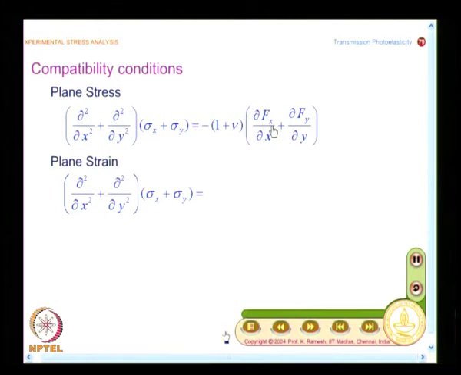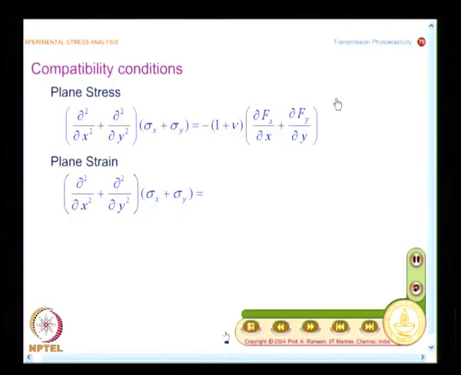assumptions we make in most of our problems, except civil engineering problems, is that we can consider the body force to be constant or 0. When it is constant also, the right hand side vanishes. Suppose the right hand side does not vanish, the compatibility condition is a function of what? It is a function of Poisson's ratio, which is a material property, whereas the equilibrium condition was not a function of any of the material properties, whereas the compatibility condition is a function of the Poisson ratio.